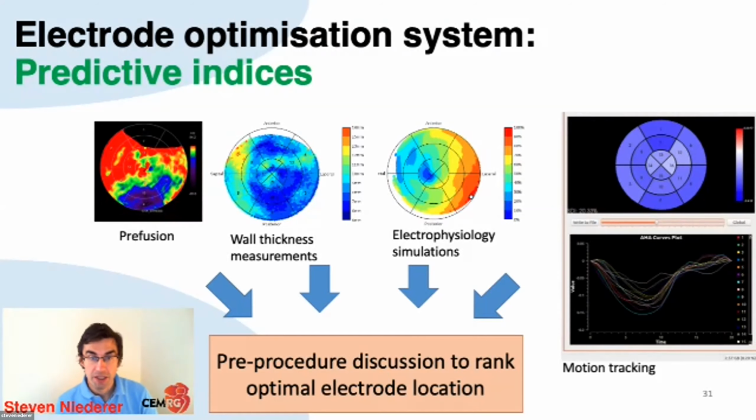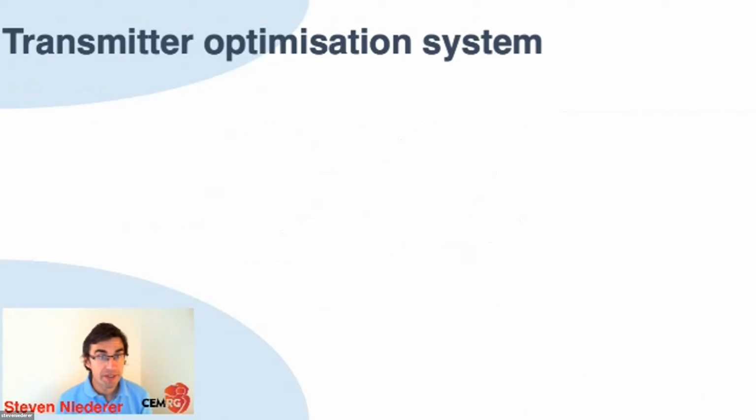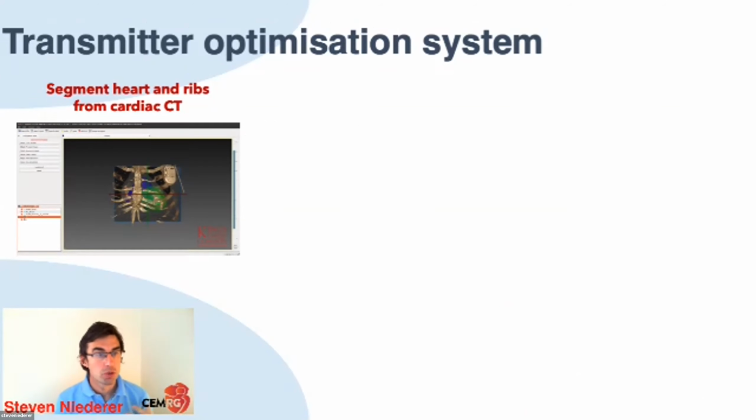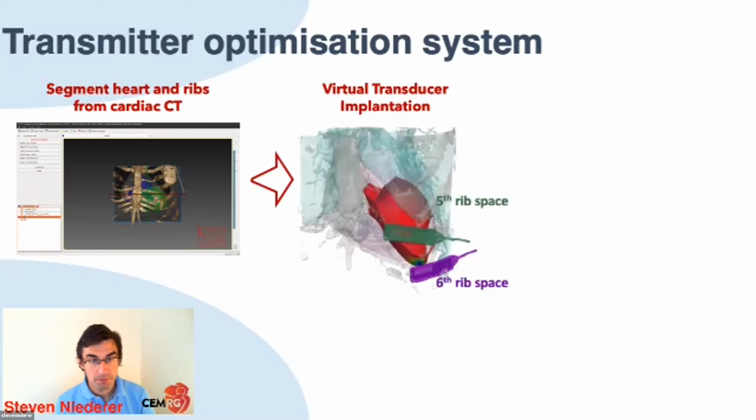Once we know where we would like to pace the electrode, we can then go back to our transmitter and look at how to optimize the transmitter location. Because we have these cardiac CTs, we can pull out the location of the heart as well as the rib cage from the images. We can then do virtual implants of the power transducer in different rib spaces. So we can identify where that power transducer will be located if it's put in the 6th space, the 5th space, or the 4th space. And we're told which of these spaces are eligible based on the ultrasound imaging of each of these patients.